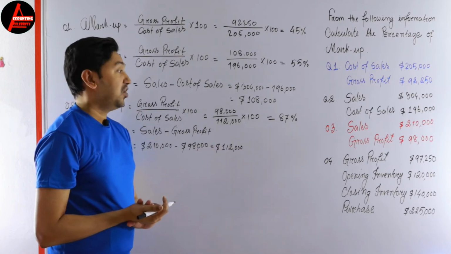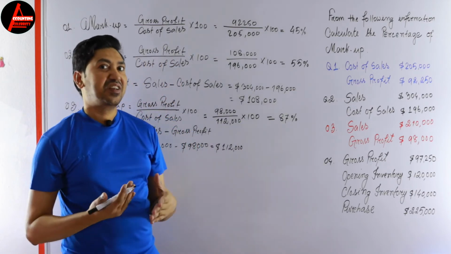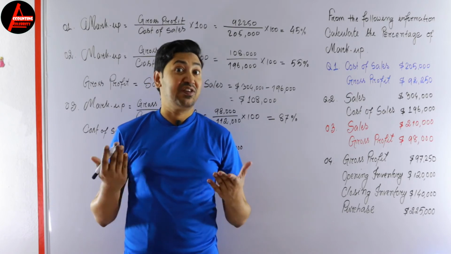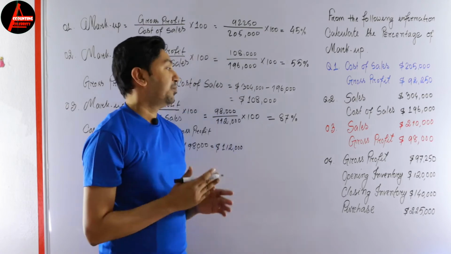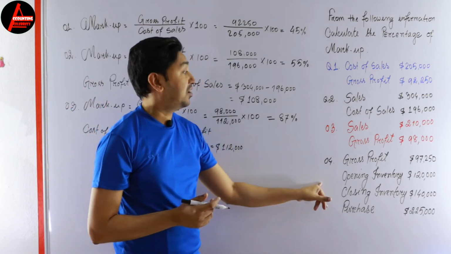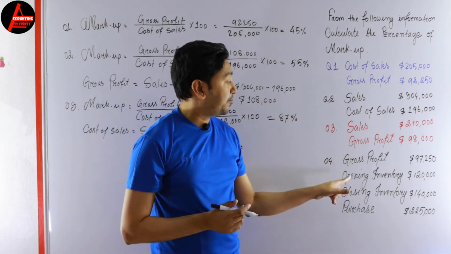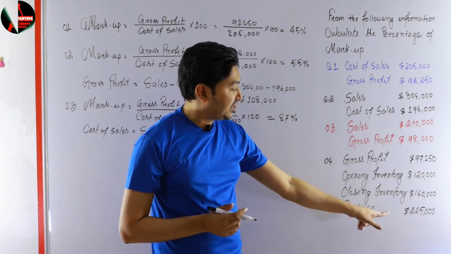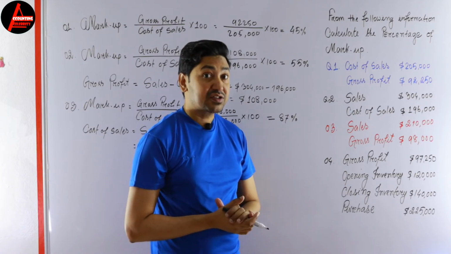So the first three questions are done. You see, different times you will get different types of information in the question. Who knows what will come in the exam? So you should know all the ways to calculate markup. Number 4 is kind of different from the other three. Here we have gross profit, opening inventory, closing inventory, then purchases. We have gross profit, but we need cost of sales.